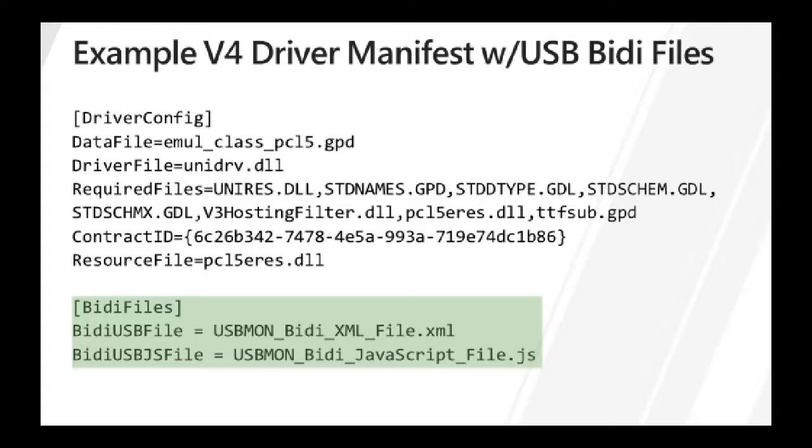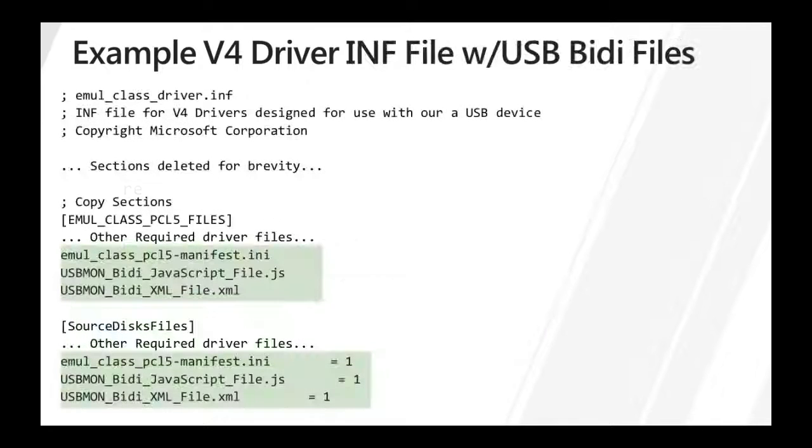These files are part of the complete driver package, as I'll show you in the next slide. Here we see a portion of the example V4 printer driver INF file. As you can see by the highlighted areas, the new USB BiDi extension files are added to a copy section that describes the V4 printer driver, and also to the source disk files section to tell setup where to find the files and where to copy them to.